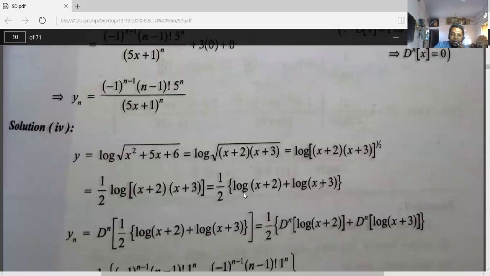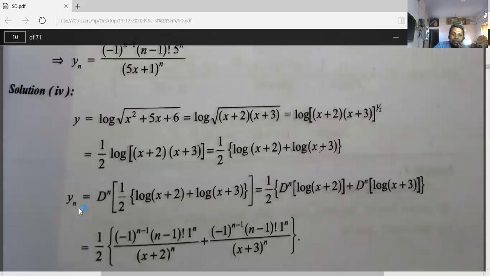Now if this is equal to y, you have to take the nth derivative. The nth derivative yn is equal to d to the power n of the expression. Again you have to apply the linearity property. Here two components are there. 1 by 2 is the constant which you write outside, and the remaining is what?